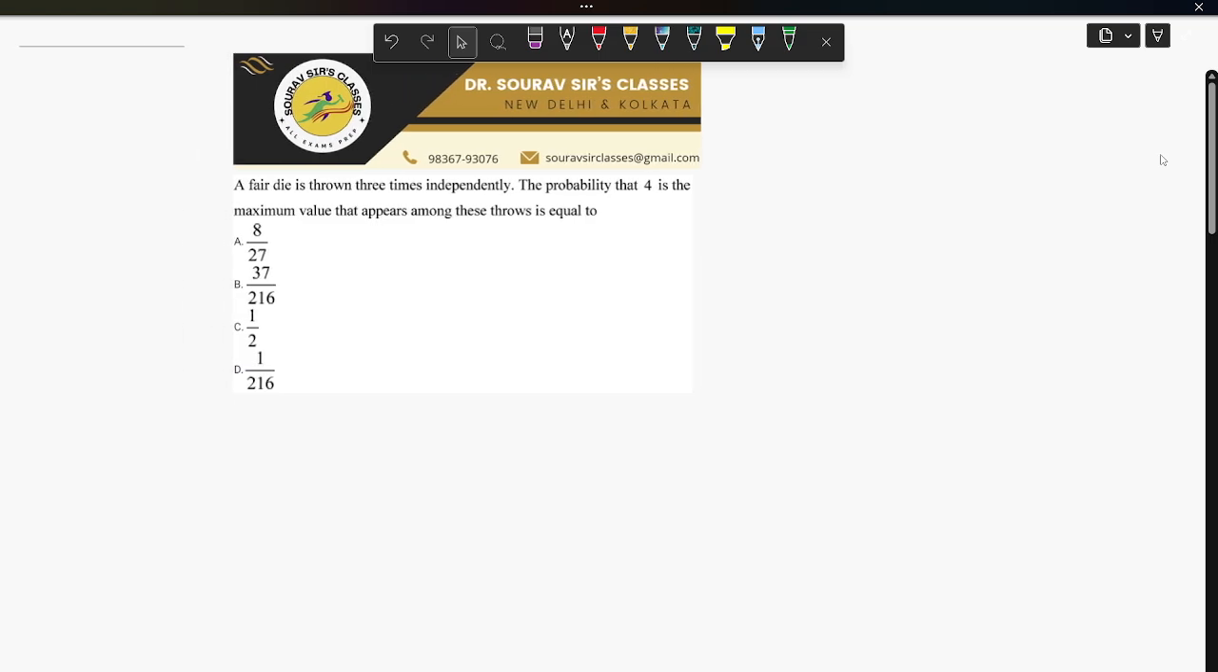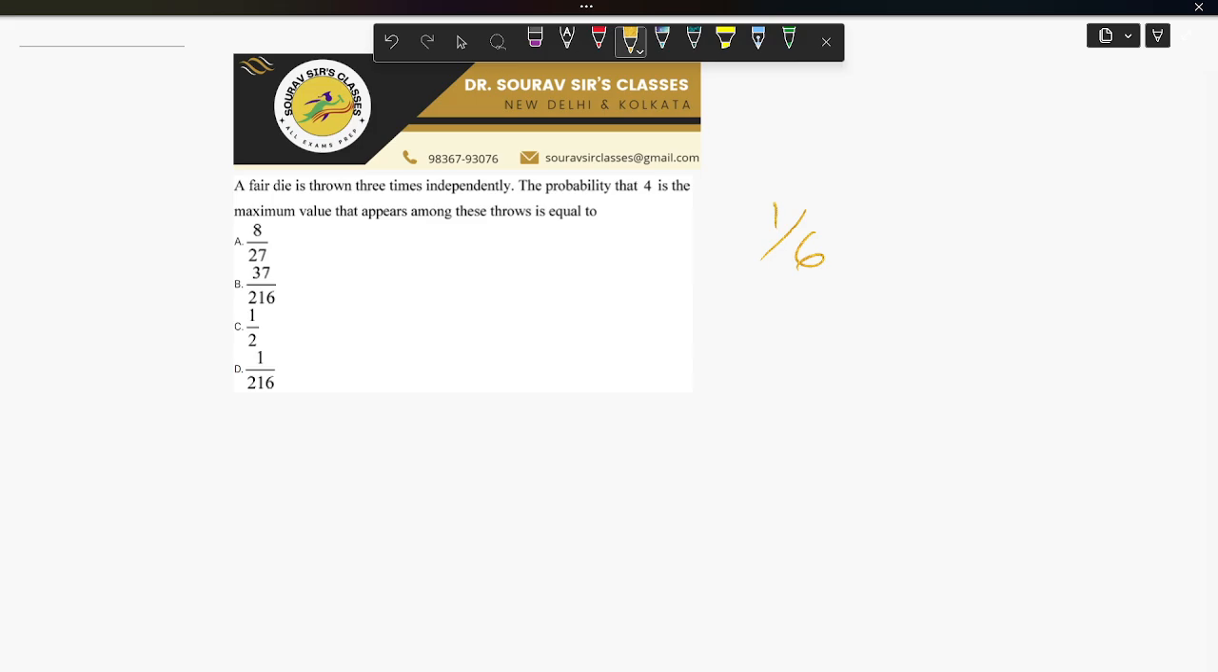So a standard die has 6 faces, numbered 1 through 6, and each face has an equal probability of 1 by 6. We all know that. We need to find the probability that the maximum value across the 3 independent throws is exactly 4. This means at least one throw must result in a 4, otherwise the maximum would be less than 4 or greater than 4. So no throw can result in a 5 or 6, because if a 5 or 6 appears, the maximum would exceed 4.